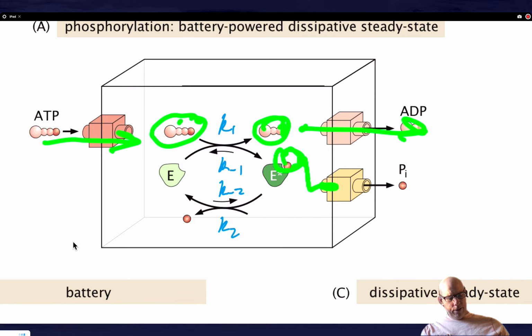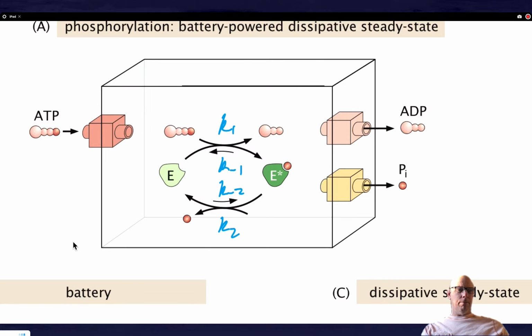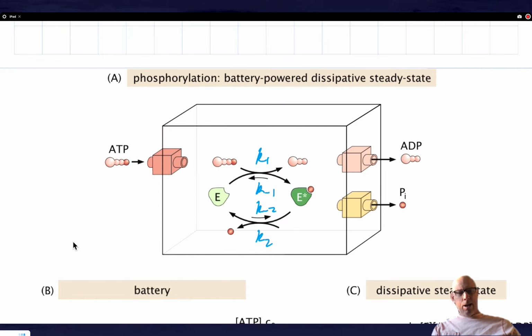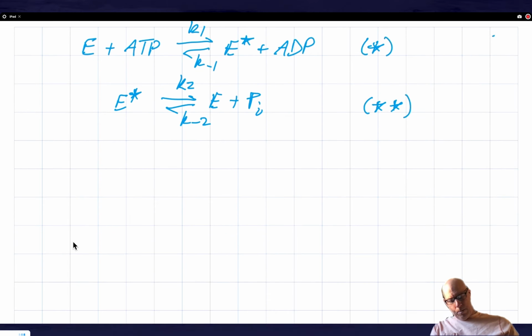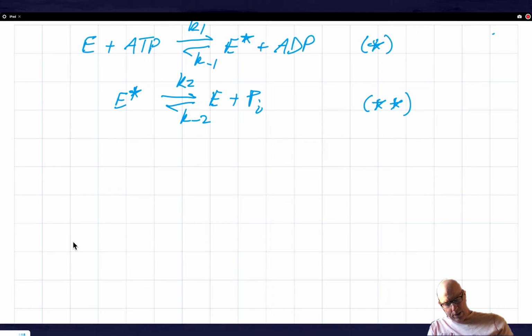Every time a phosphate is produced, one will be pumped out. And so these pumps are basically serving the purpose of maintaining the ATP biological battery. And what I want to do now is calculate the net flux, the net cycle through this reaction. So to do that, we'll write down a kinetic equation.